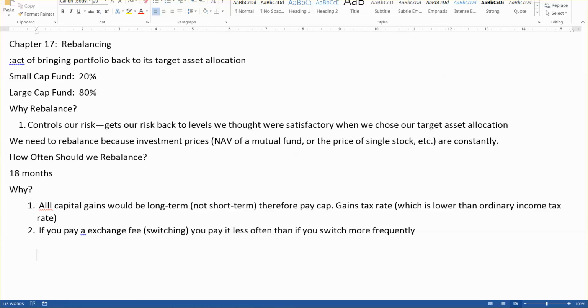Now basically what I do is, because my money is in a tax deferred account, I don't have to pay any taxes on it. So the long term thing doesn't matter to me, because I won't ever pay any taxes on my 403b until I start taking money out of it once I'm retiring. Also, there are no exchange fees on mine, so I don't have to worry about that either. I opt to rebalance once a year.